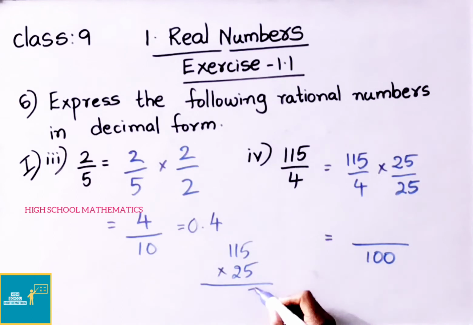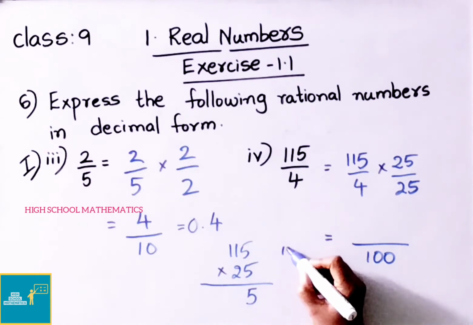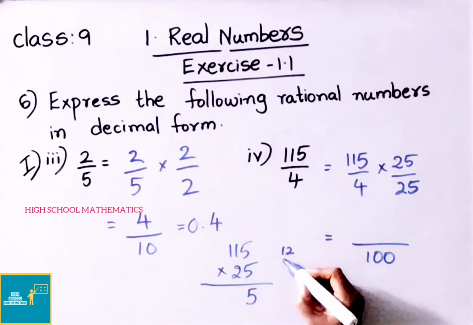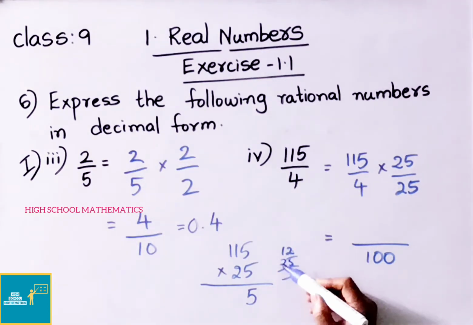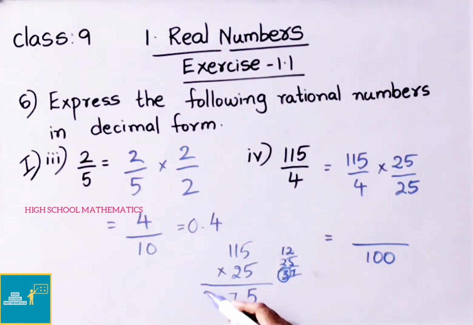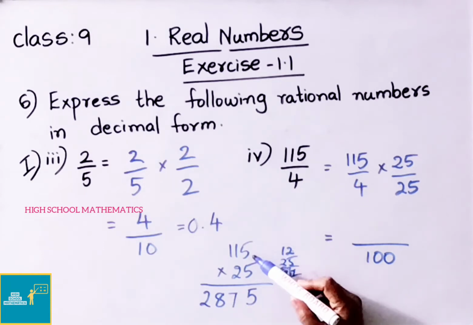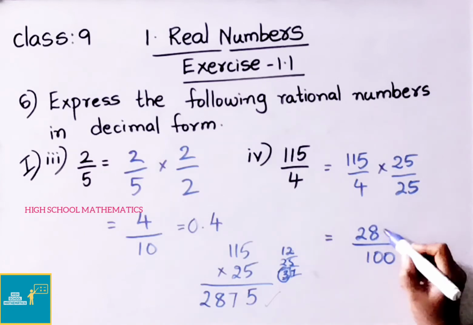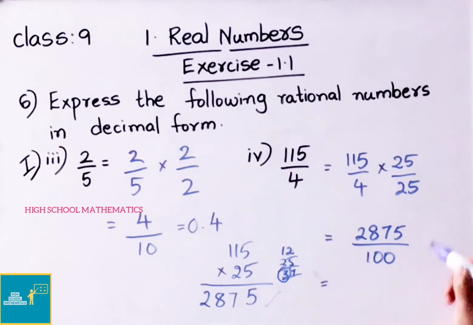25 fives are 125. Write down 5 with a carry of 12. Next, 25 ones are 25. So 25 plus 12, you add here: 2 plus 5 is 7, 1 plus 2 is 3. So we get 37. Write down 7 and we have a carry of 3. Next, 25 ones are 25, 25 plus 3 is 28. Therefore 115 multiplied by 25 gives the answer 2875. Write down this value in the numerator, 2875. Now we can convert this rational number into decimal form.